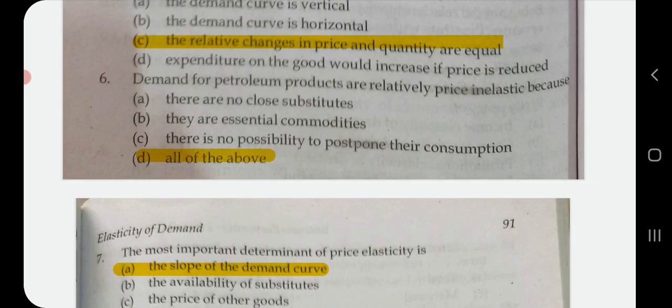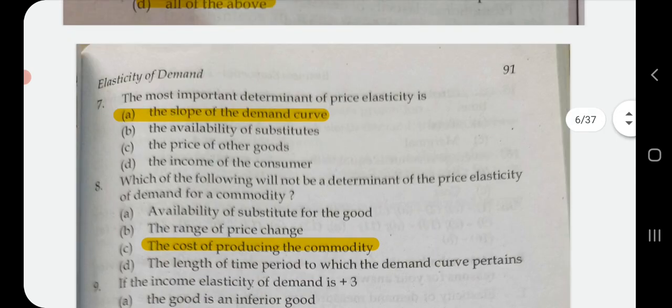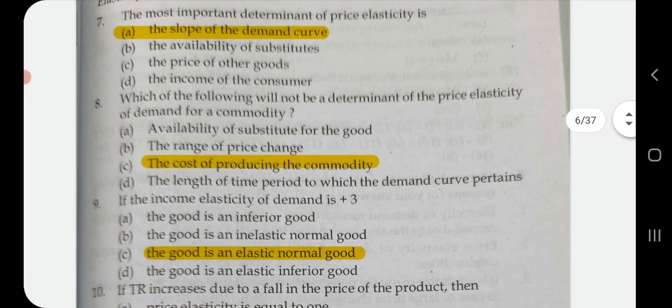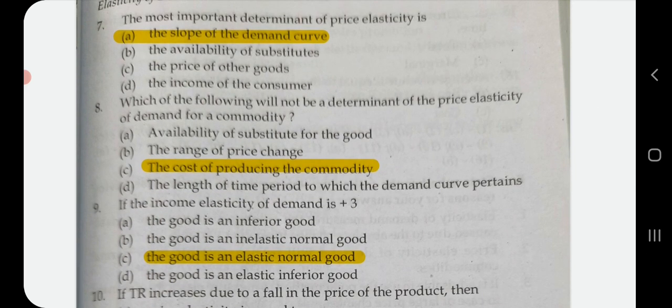Sixth question, the demand for petroleum products are relatively price inelastic because, and the answer is all of the above. You can check. Seventh question, the most important determinants of price elasticity is the slope of demand curve. Yes. Eighth question, which of the following will not be a determinant of price elasticity of demand for a commodity? And the answer is cost of producing commodity.